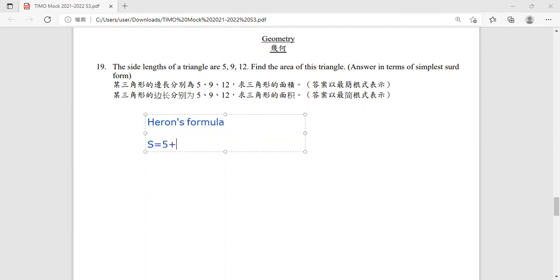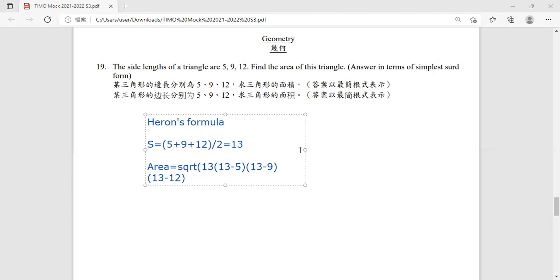Then I find S. H equals 13. Then the area. H equals 26, 4 times 12, 26.